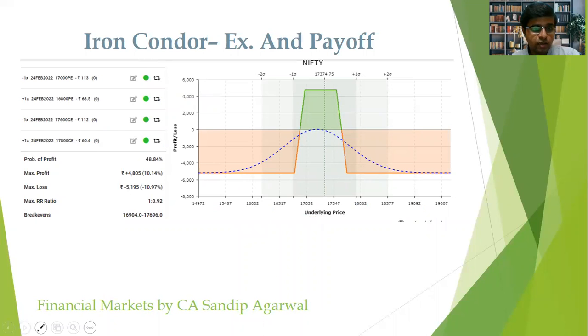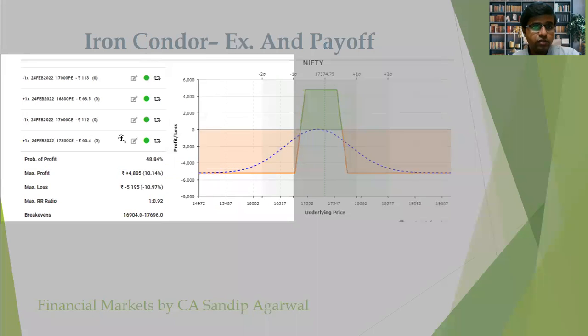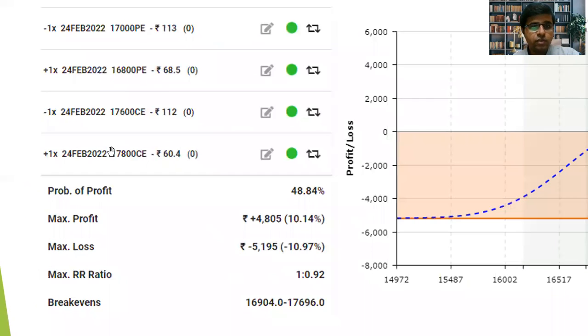Now this is again the example of the iron condor. I just zoom the table. You will see in video number 1 of the options intermediate, we have considered only the OTM put option of 17,000 Nifty of Feb 22 contract and the 17,600 OTM call option of Feb 22 Nifty contract.